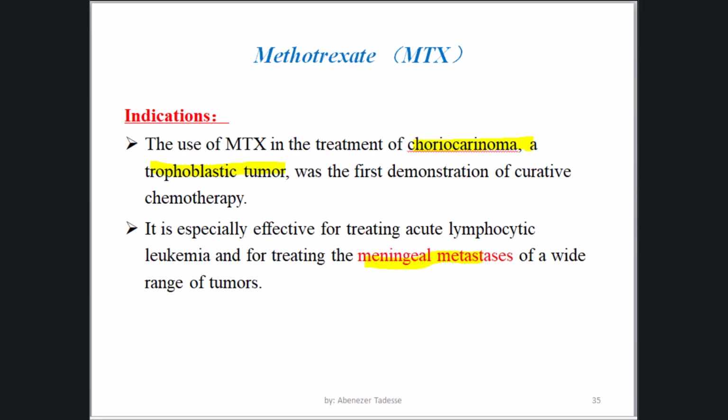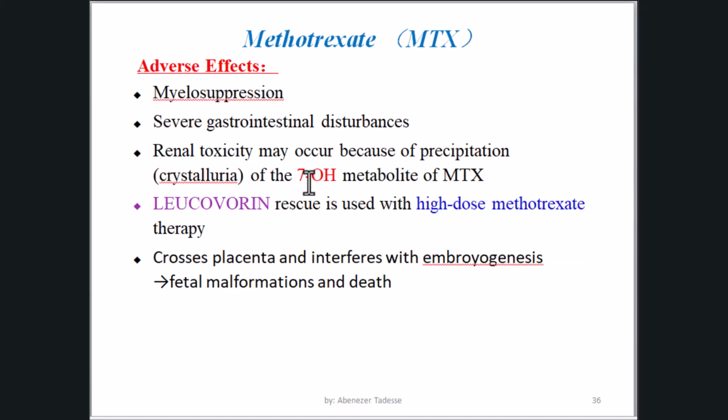The other topic is adverse effects. The major adverse effect associated with methotrexate is myelosuppression, which increases the likelihood of developing infection. The other one is gastrointestinal disturbance, due to the effect on highly proliferating gastrointestinal tissues. The other one is renal toxicity. This is mostly due to crystal formation in the urine.